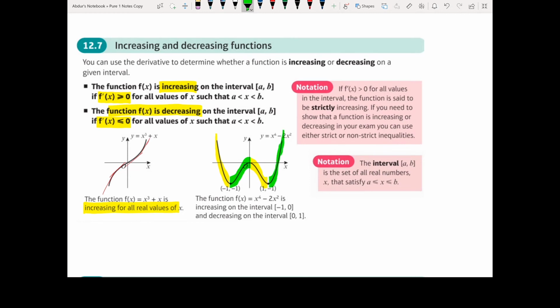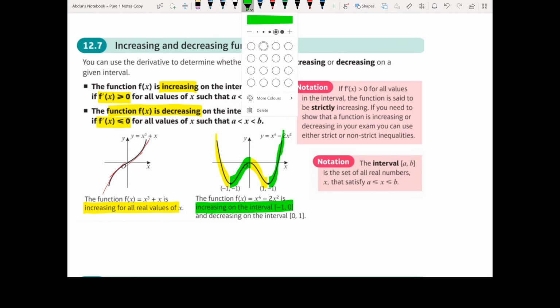So here it's increasing in the interval from -1 to 0, and it's decreasing in the interval of 0 to 1. And it's also increasing when x is greater than -1 and decreasing when x is less than -1. So the gradient can be used to determine when a function is increasing or when it is decreasing.